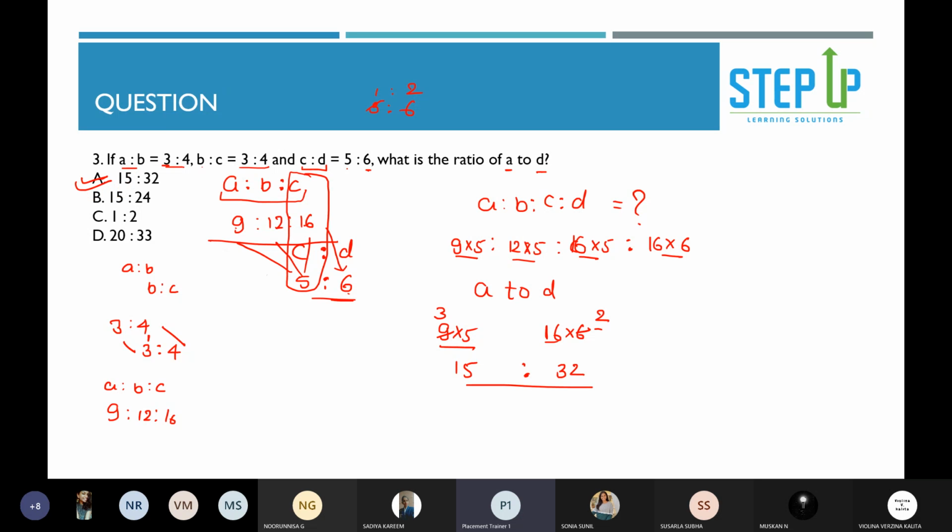This is one such question that comes in the exam. Anybody wants me to repeat? Is that clear? Yes, ma'am, understood. All right, then let's move to the next one.